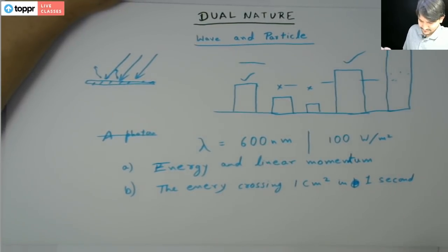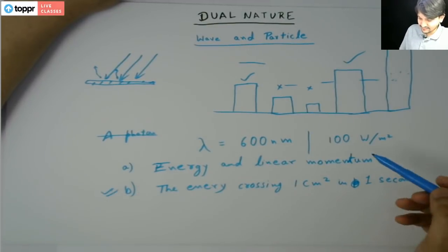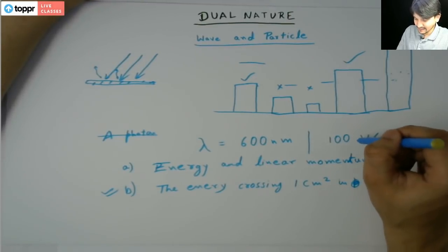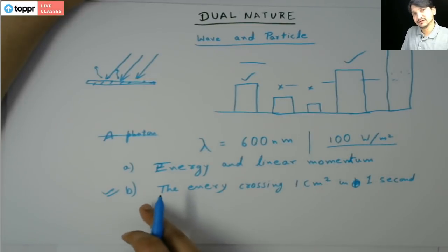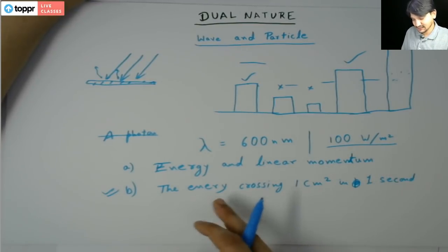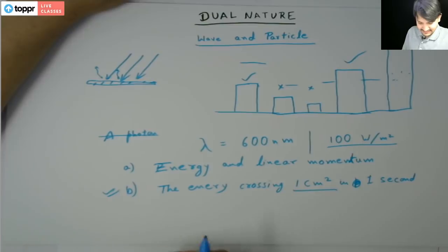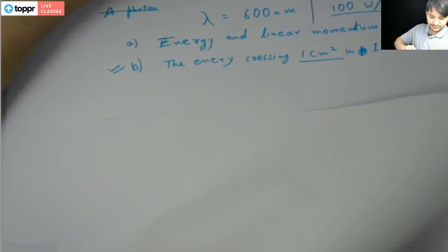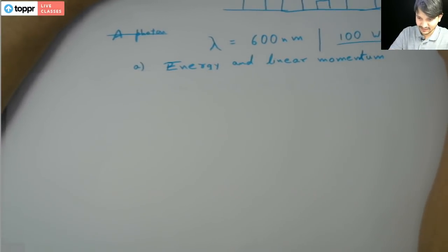This question is not a big deal. You can see that we have already been given the intensity here. Using this we can relate it with the surface area, because the surface area is given as 1 centimeter square, and using that we can find the energy. But first let's consider the first question, part A here. You can see it is asking for energy and linear momentum.